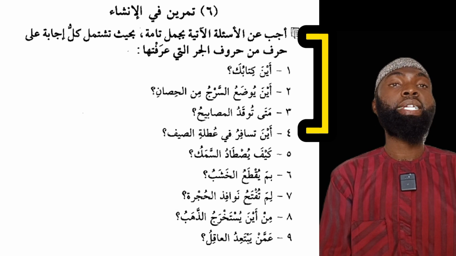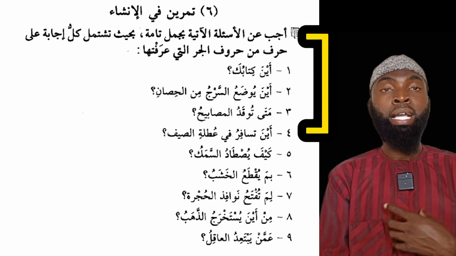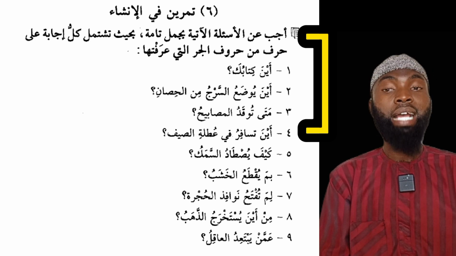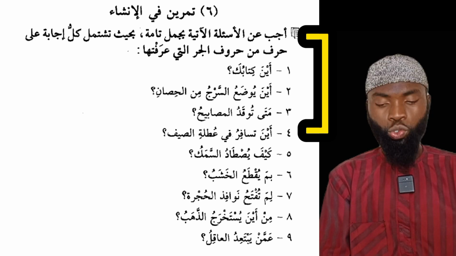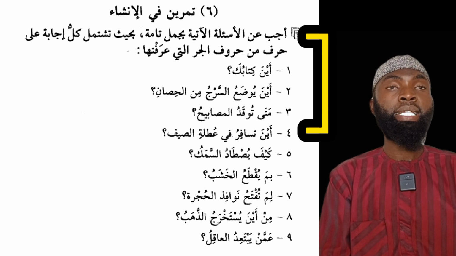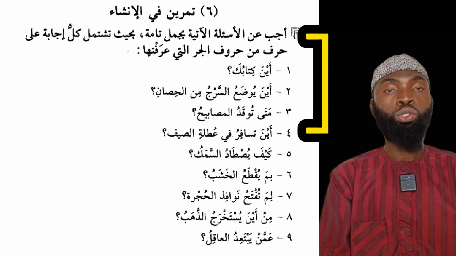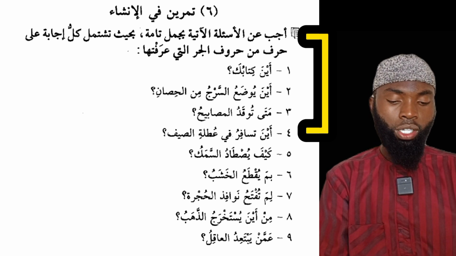Number one, we have Aina Kitabuka. Where is your book? I can respond by saying Kitabi ala al maktabi. My book is on the table. This sentence has ala. Number two, I can say Aina yudaru saruju min al hison. Where is the saddle placed on the horse? I can say yudaru saruju ala dhahril hison. The saddle is placed on the back of the horse.